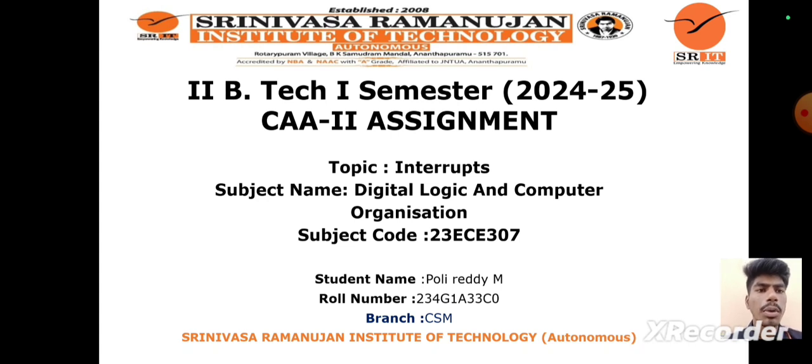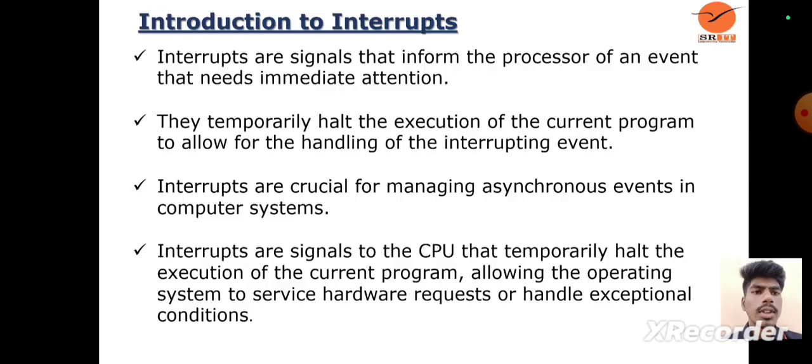Now I am going to explain about interrupts. Introduction to interrupts. Interrupts are signals that inform the processor of an event that needs immediate attention. They temporarily halt the execution of the current program to allow for the handling of the interrupting event. Interrupts are crucial for managing asynchronous events in a computer system.